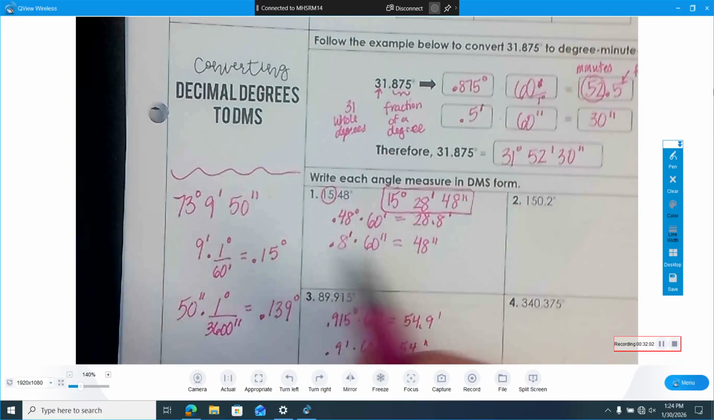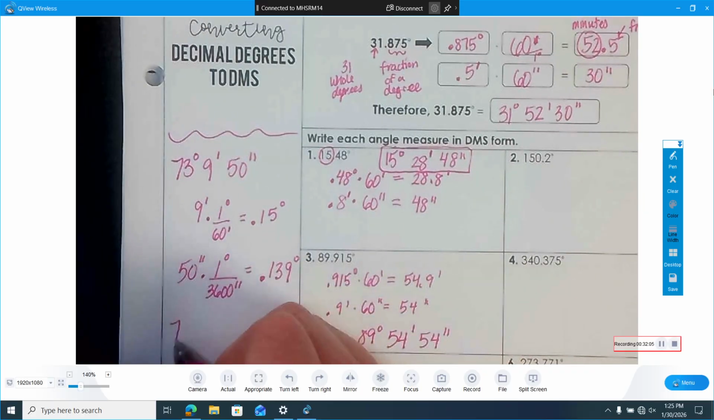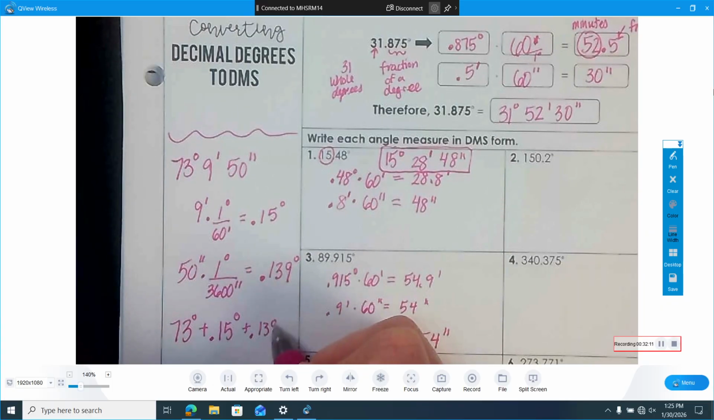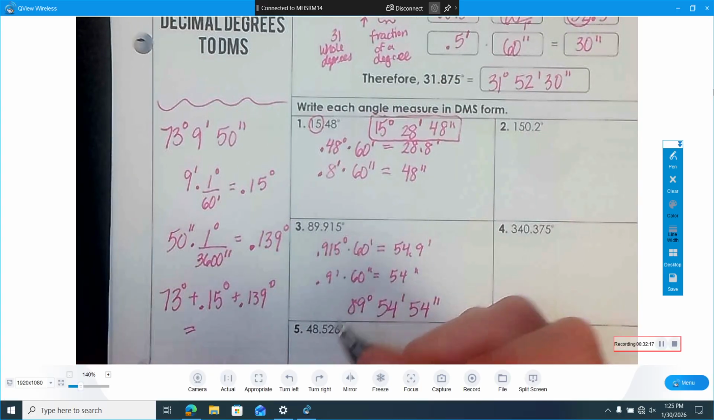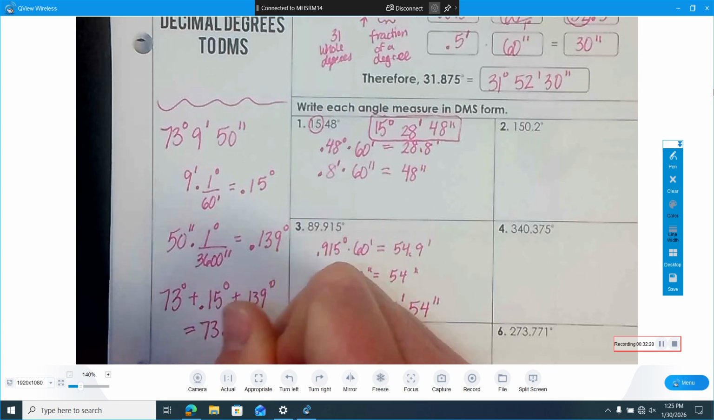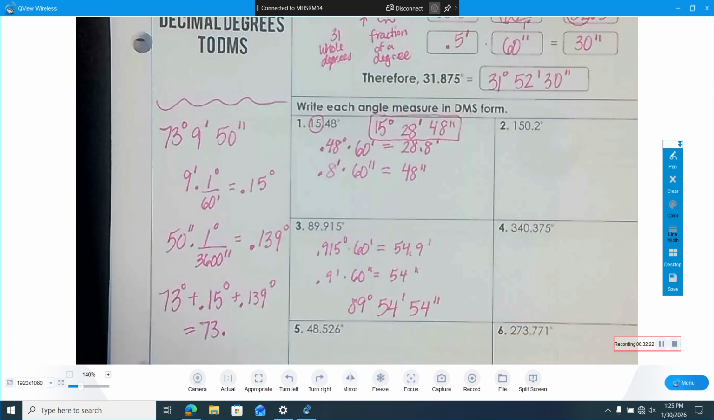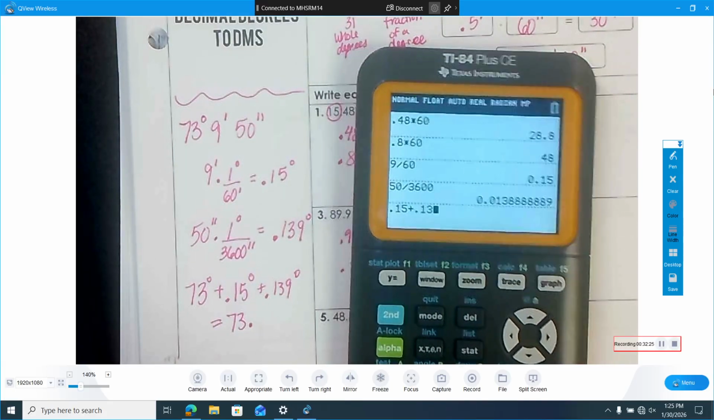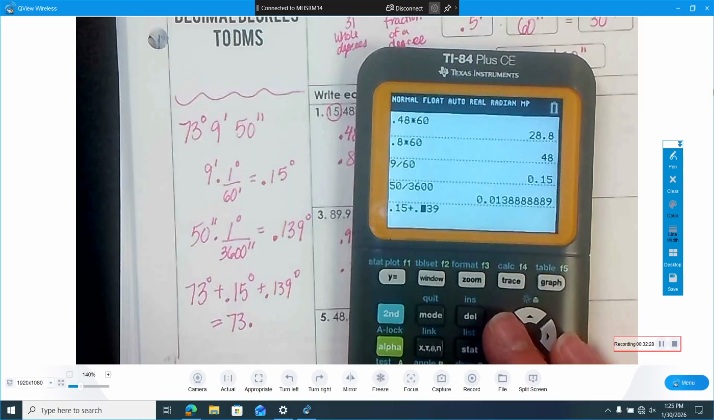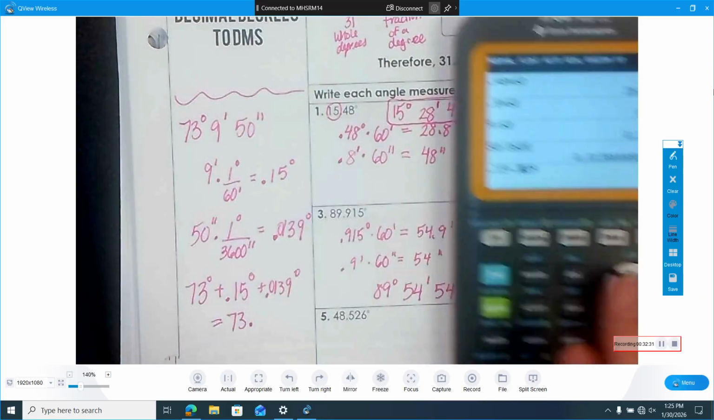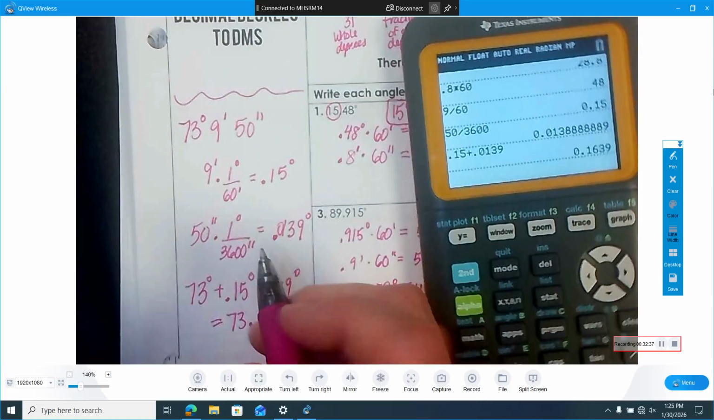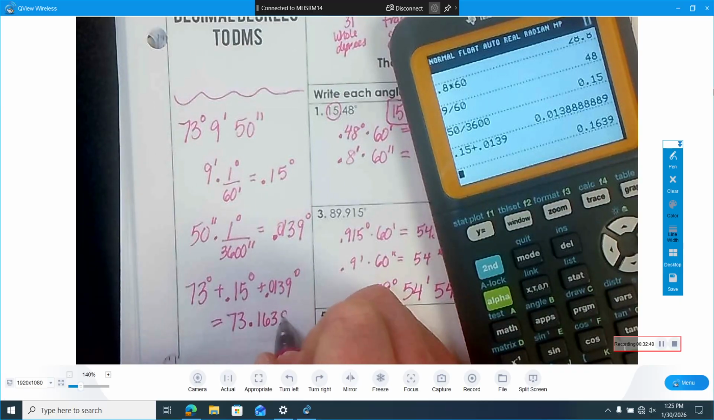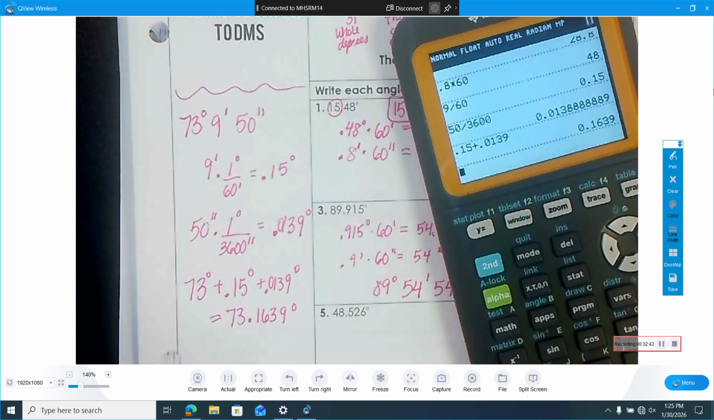And so this is a portion of a degree, so we just have to add those things together. So 73 degrees plus 0.15 degrees plus 0.0139 degrees gives me 73.1639 whole degrees. All right, does that make sense to you?